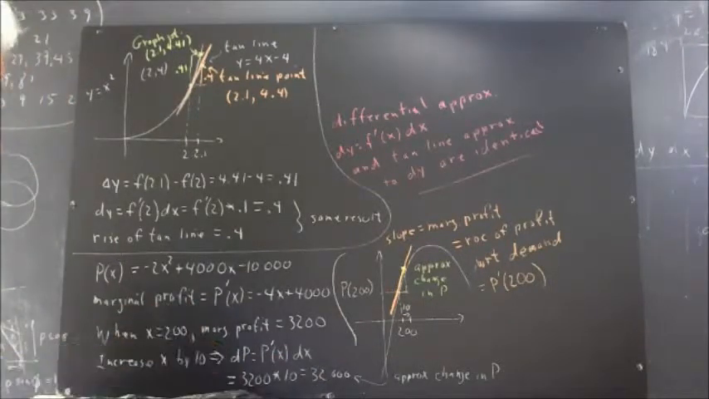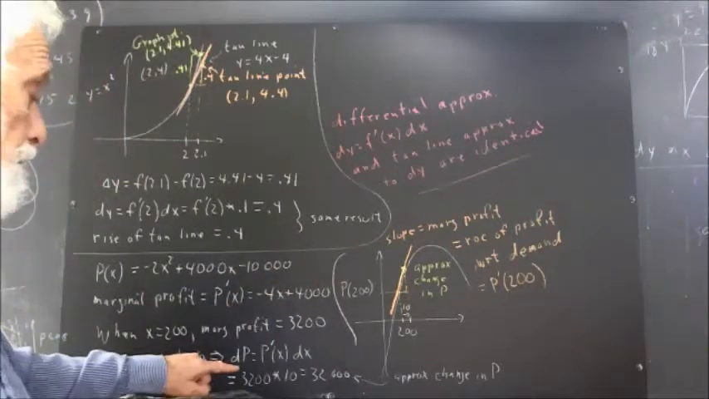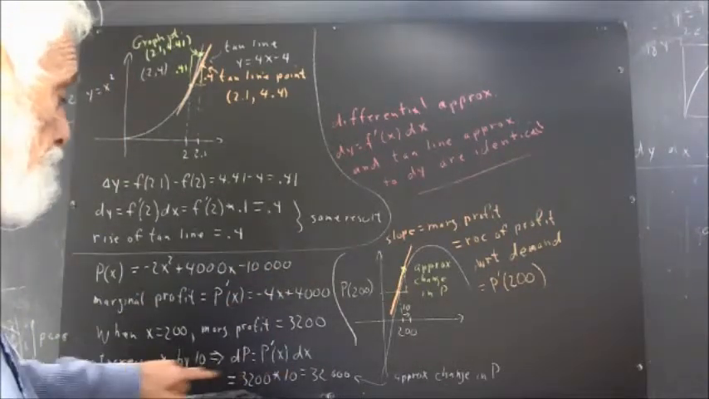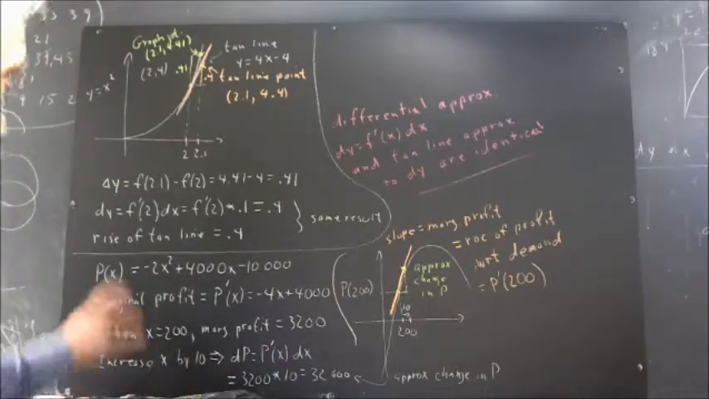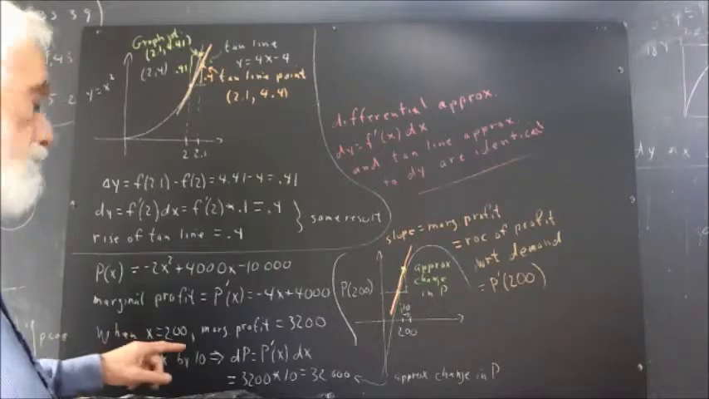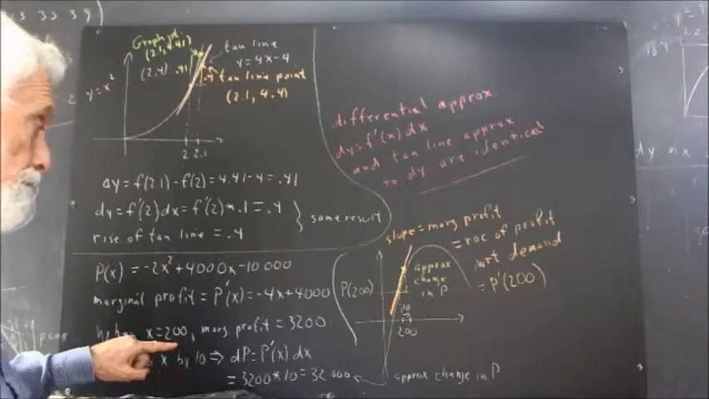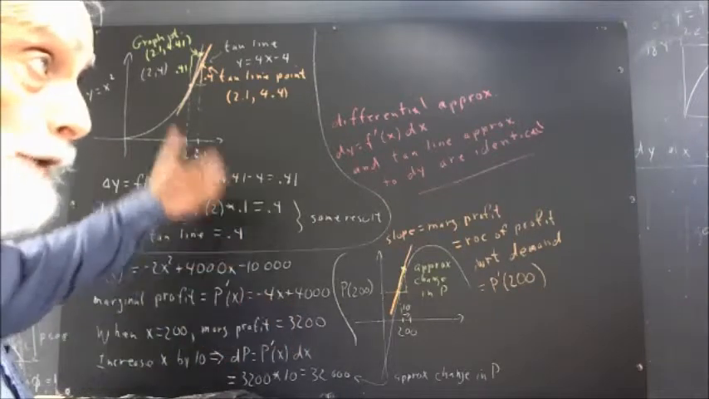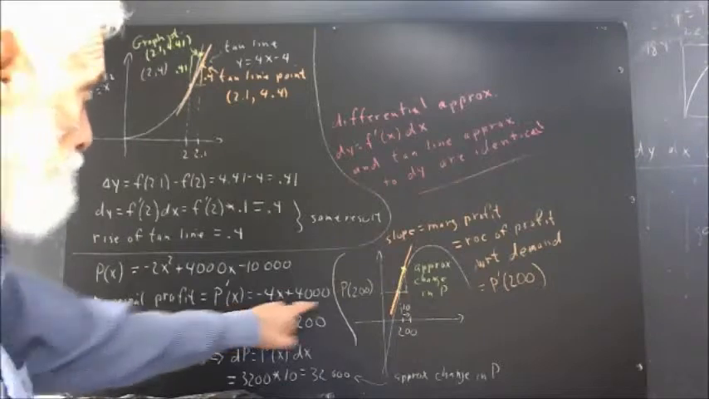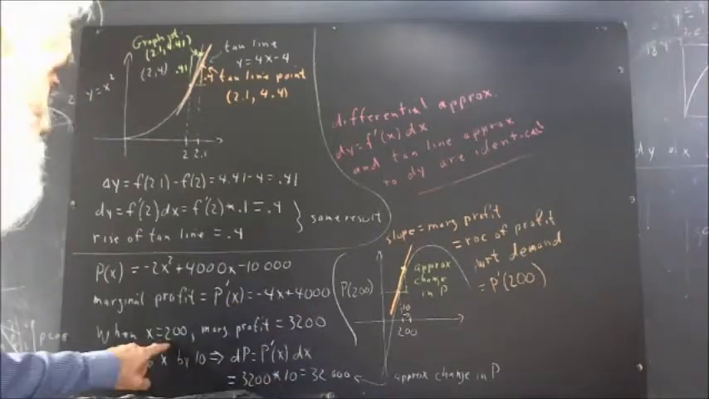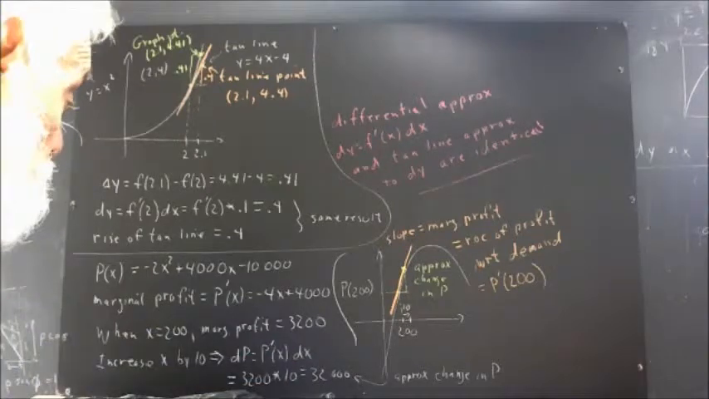Okay, so in this case, we have our P prime of X function here, and we have a change in X of 10. Well, we also know that X is 200, and it's going to change by 10. When X equals 200, the marginal profit, which is again the rate of change of the profit with respect to the demand, is easily found to be 3,200. Just plug in X equals 200 here, and you can do that in your head, you get 3,200.